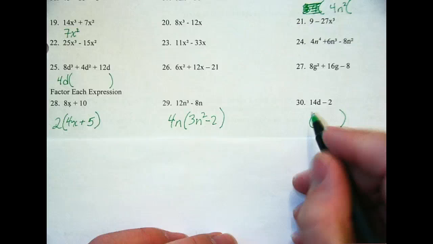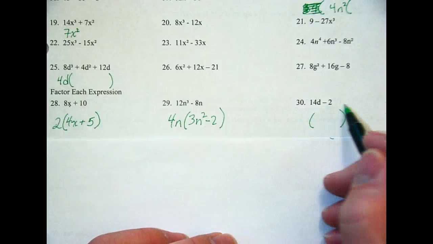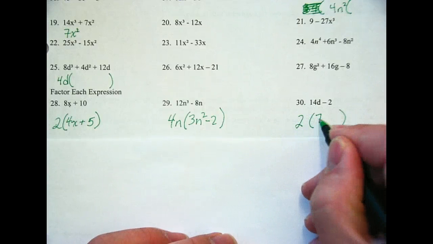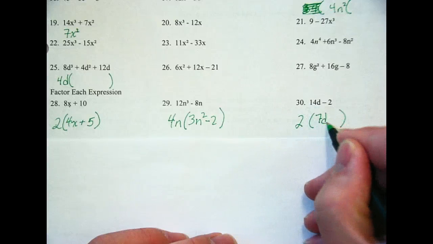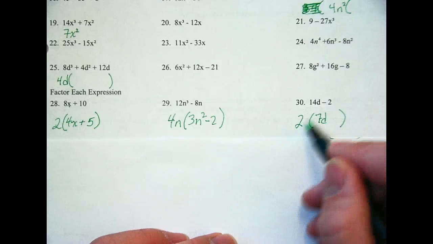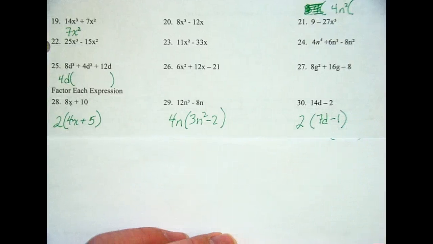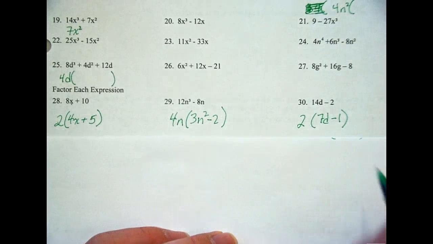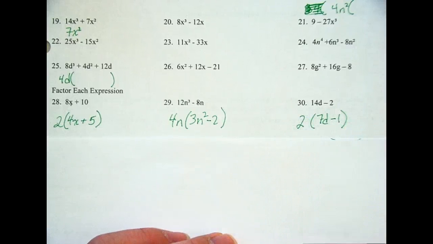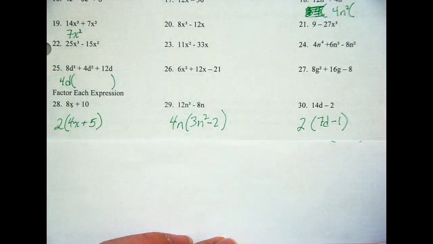All right, how many got the 7 out here? No, it's not 7. Tricked you. Okay, how many got the 2 out here? 2 is correct. 2 times what is 14? 7. And D. 7D. Minus 1. Then 2 times negative 1 is negative 1. Make sure you put the negative 1. You have to have that negative 1 back there so that when you multiply it back out, you get 14D minus 2. Okay? How many got it right? Good. Didn't even trick you.